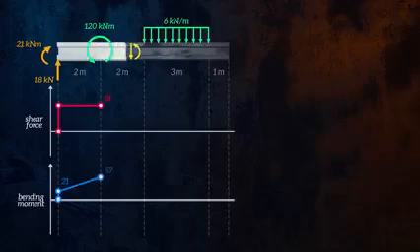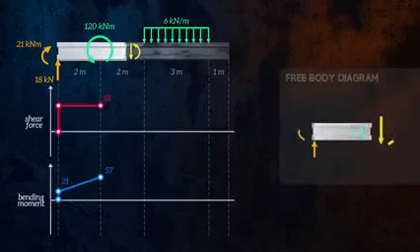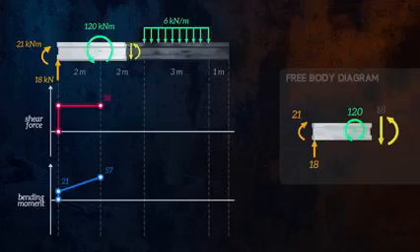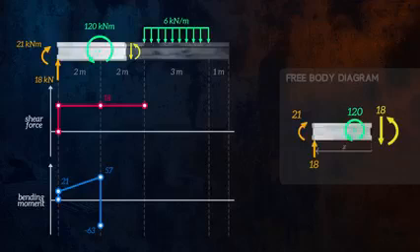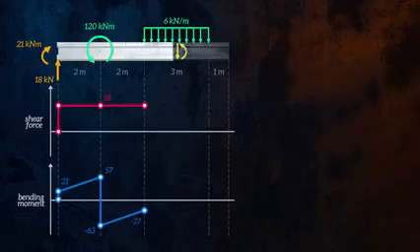We can then move our cut to the right of the concentrated moment. The moment won't affect the shear force, which will remain constant at 18 kilonewton until we reach the distributed force. But it does cause the bending moment to suddenly drop by 120 kilonewton meters. After the drop, the bending moment is again defined by a straight line. Things get a little more tricky when we reach the distributed force.